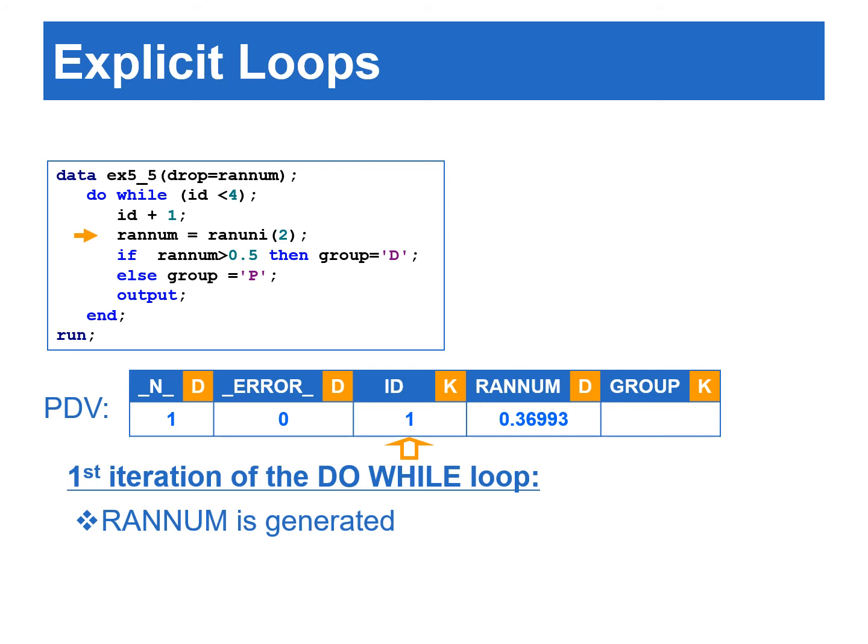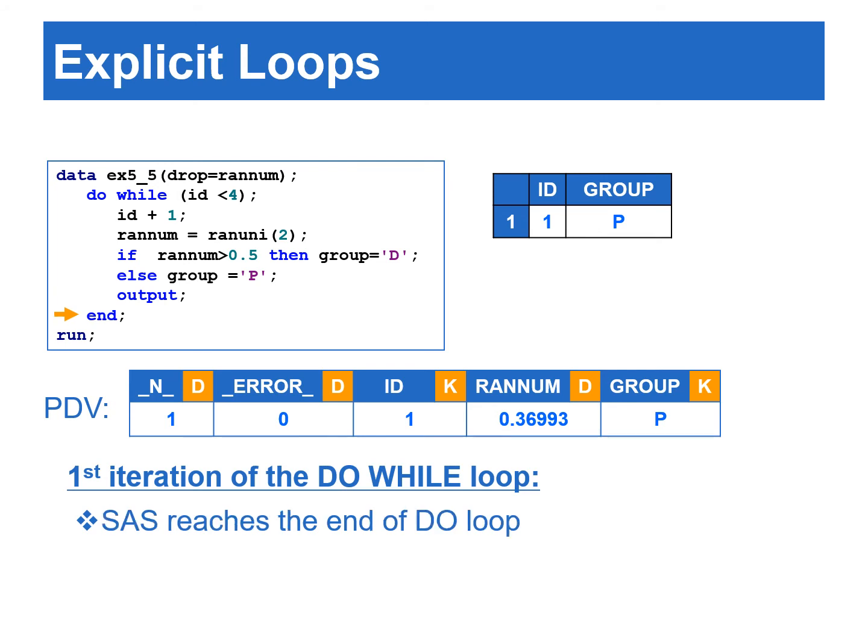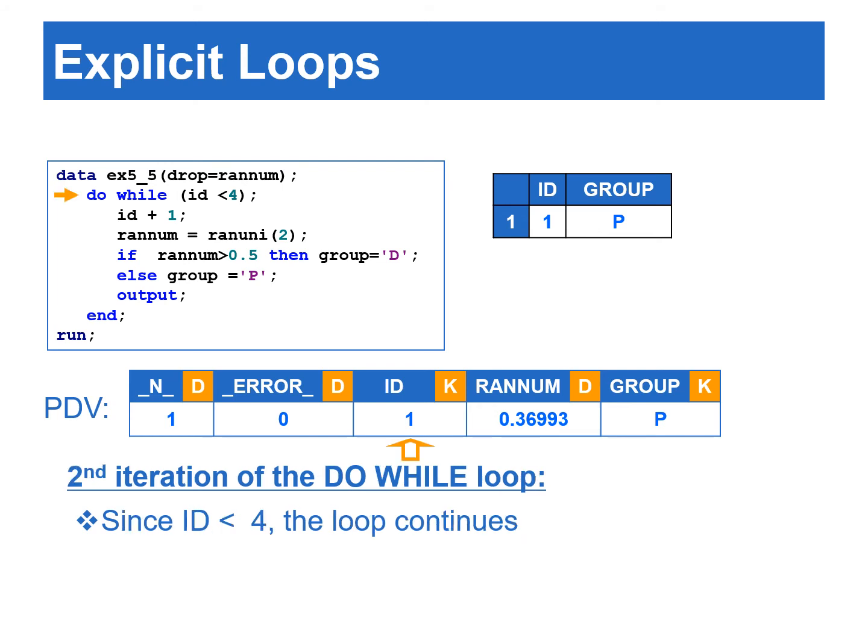Random is generated. Since random is less than 0.5, the group variable is assigned with value p. The output statement copies the variables that are marked with k in the PDV to the output dataset. SAS reaches the end of the do while loop and returns to the beginning of the loop to start the next iteration. Since ID equals 1, which is less than 4, the loop continues.